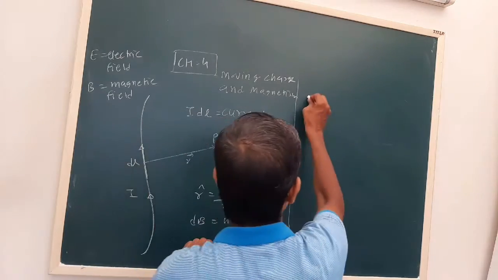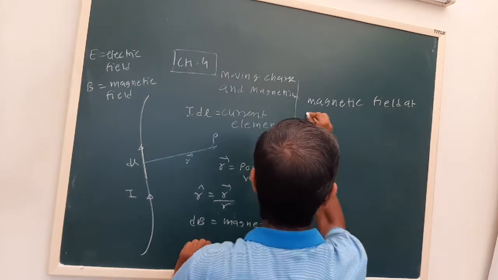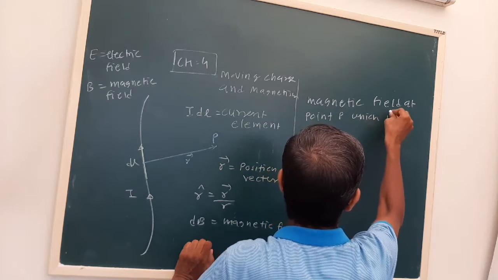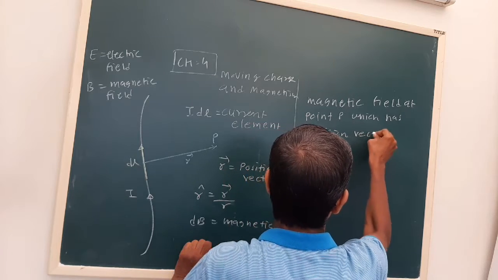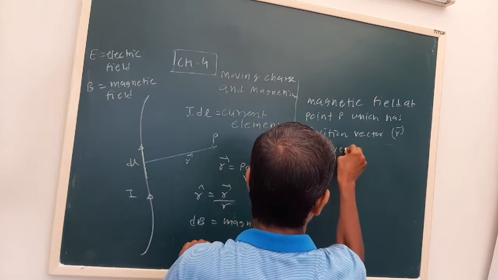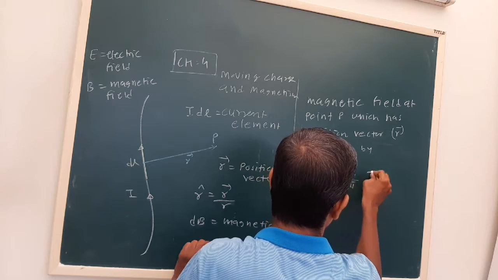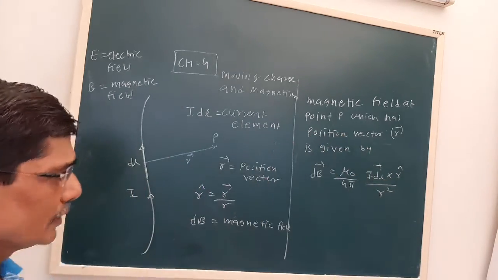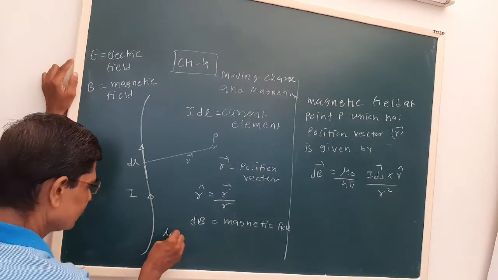The magnetic field at point P, which has position vector r, is given by dB is mu 0 upon 4 pi, IDL cross r upon r. Okay, dB is the magnetic field due to current element IDL. Mu 0 is the permeability.